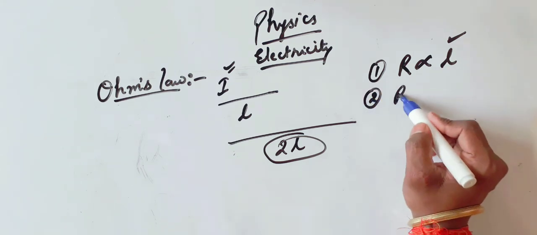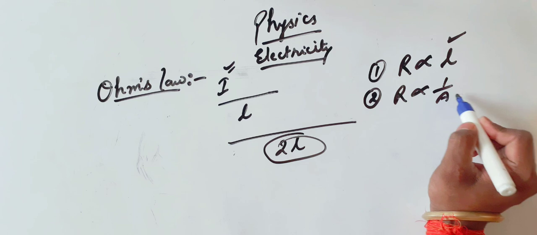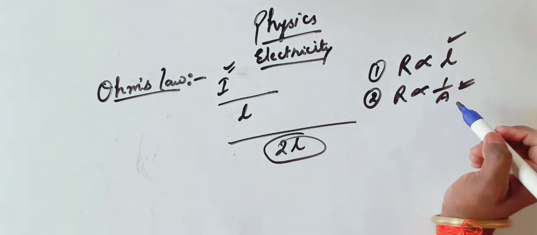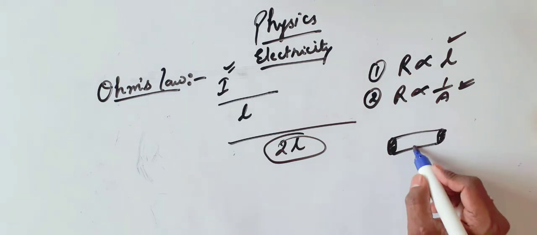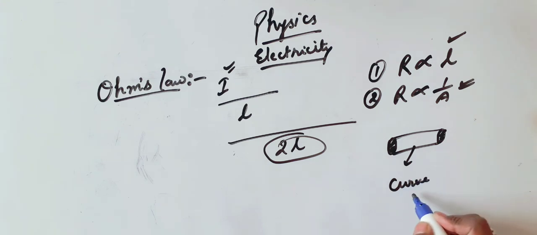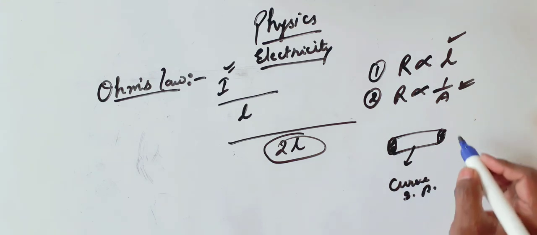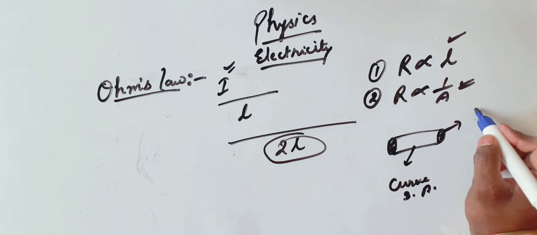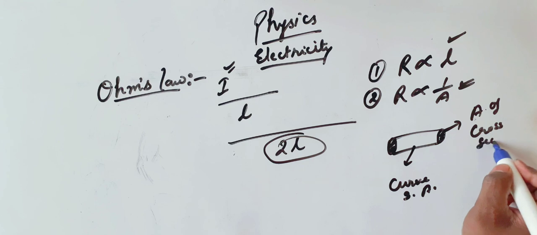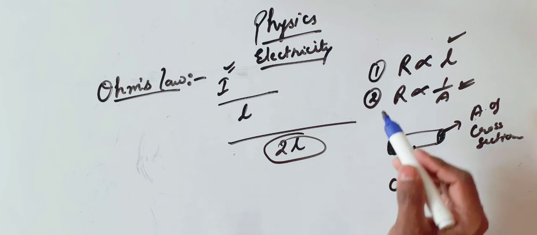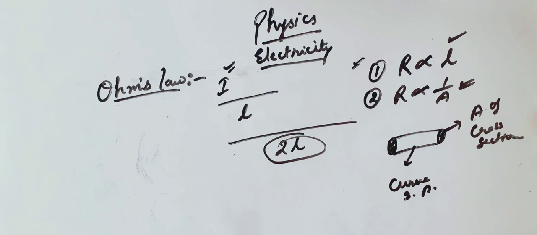Second, resistance is inversely proportional to the area of cross section of the wire. If the wire becomes thicker, then resistance becomes less. What do you mean by area of cross section? In the case of a cylinder, this is the curved surface area, and this area is called the area of cross section. So resistance is directly proportional to the length of the conductor.